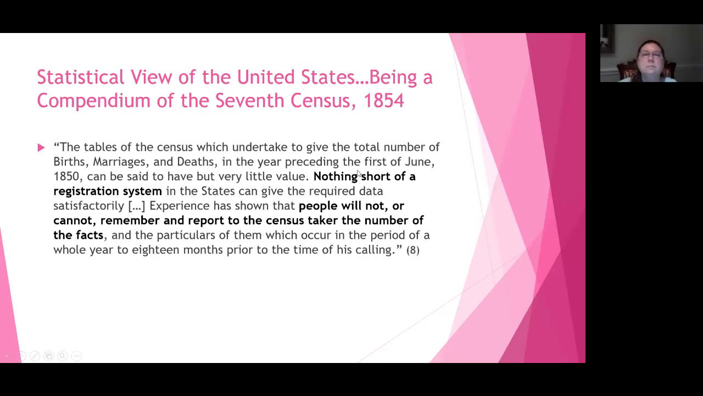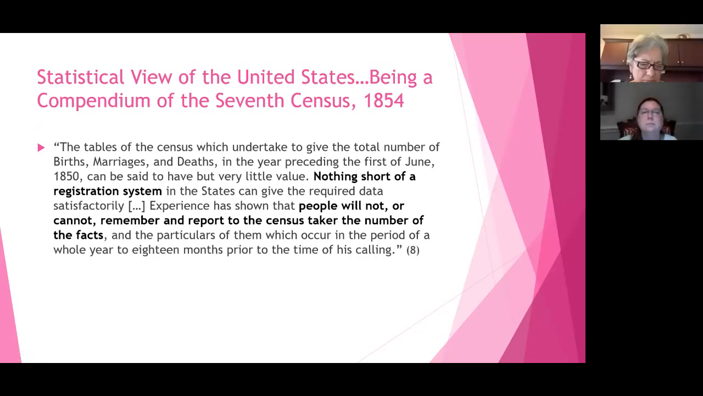So we look at the mortality schedules today, and for genealogists, they do offer a lot of information, but the report for the census of 1854 lamented that the mortality schedules could be said to have but very little value, and nothing short of an actual registration system could give the required data satisfactorily. Experience has shown that people will not or cannot remember and report to the census taker the number of the facts. Well, and that's not so hard to understand since it's a whole year and probably people had a lot of things going on.